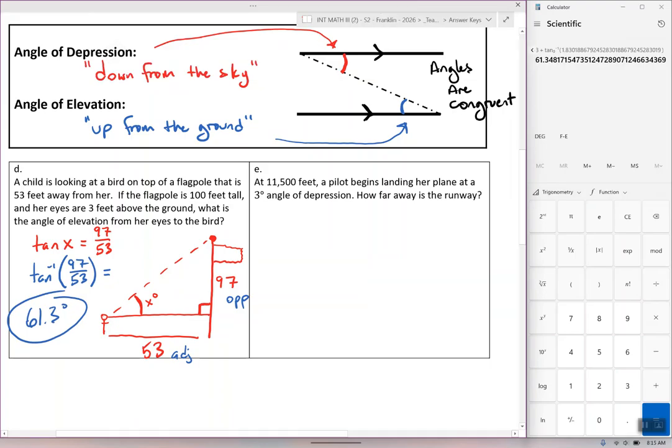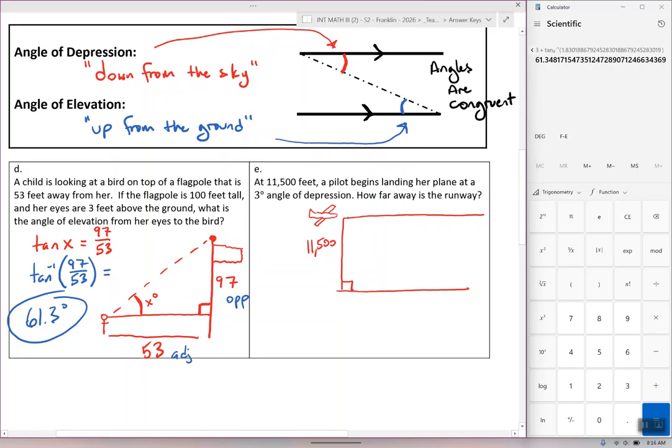Okay, at 11,500 feet, a pilot begins landing her plane at a 3-degree angle of depression. How far away is the runway? So let's sketch a little picture here. Here's the ground. Here's the sky, or the elevation of the plane. I guess I'll draw a plane, or my best attempt at one. Here's a plane. We're at 11,500 feet. So that is the distance here, 11,500.